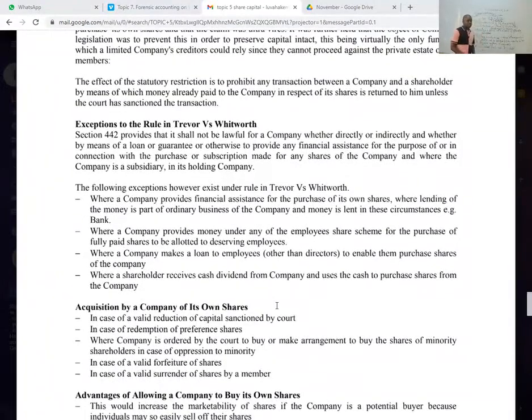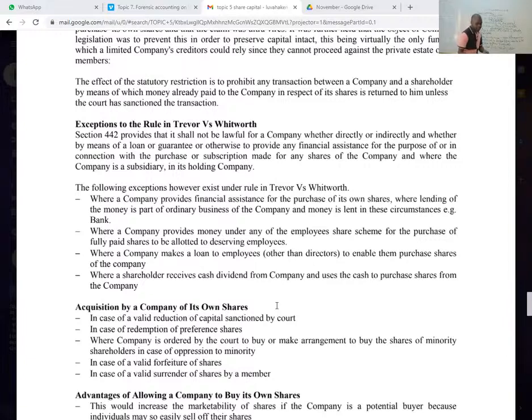So the following exceptions exist under the rule of Trevor versus Whitworth. When they talk about exceptions, they mean that under these particular circumstances, the company can even buy its own shares. So that rule does not actually prevail under those circumstances, or alternatively the company can give another person money, then he goes and basically buys the shares of the company indirectly.